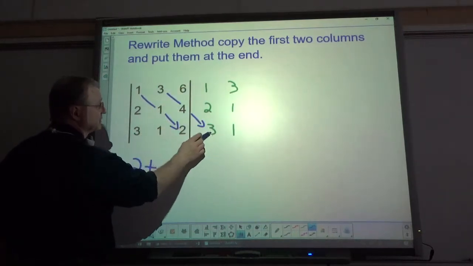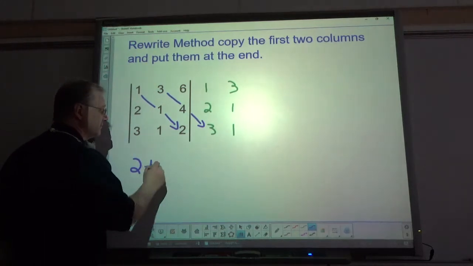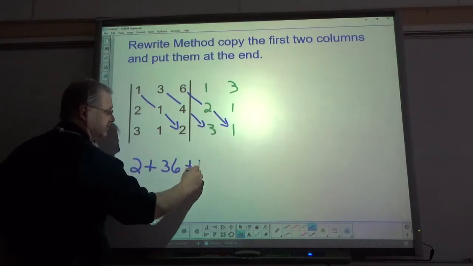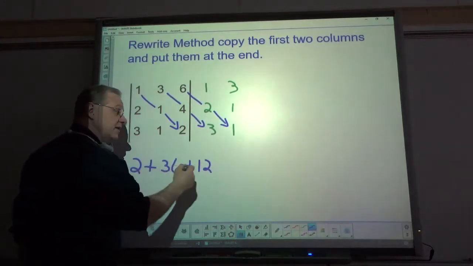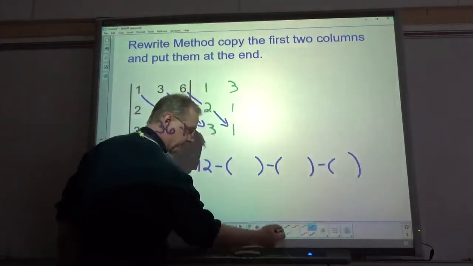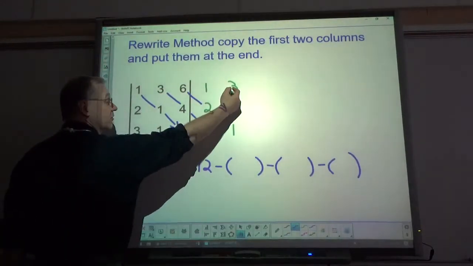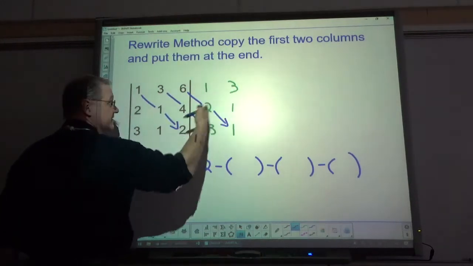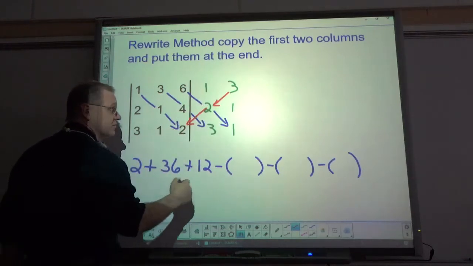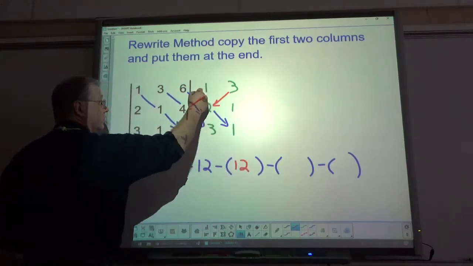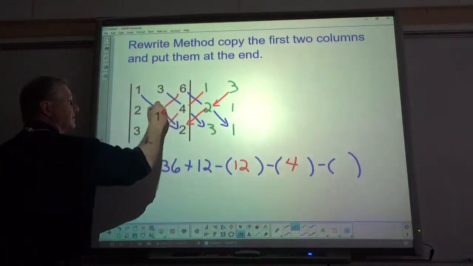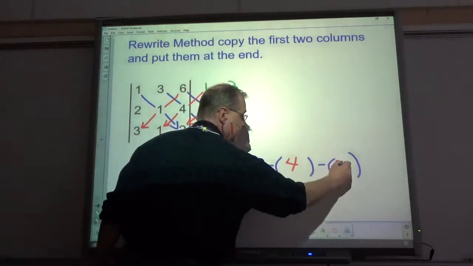So 3 times 4 times 3, 3 times 4 is 12, times 3 is 36, plus 6 times 2 times 1 is 12. Then you're going to go the other way with minus. Now I start on the right-hand side instead of the left. I start over here, and I go back to the left. 3 times 2 times 2 is 12. 1 times 4 times 1 is 4. And 6 times 1 times 3 is 18.